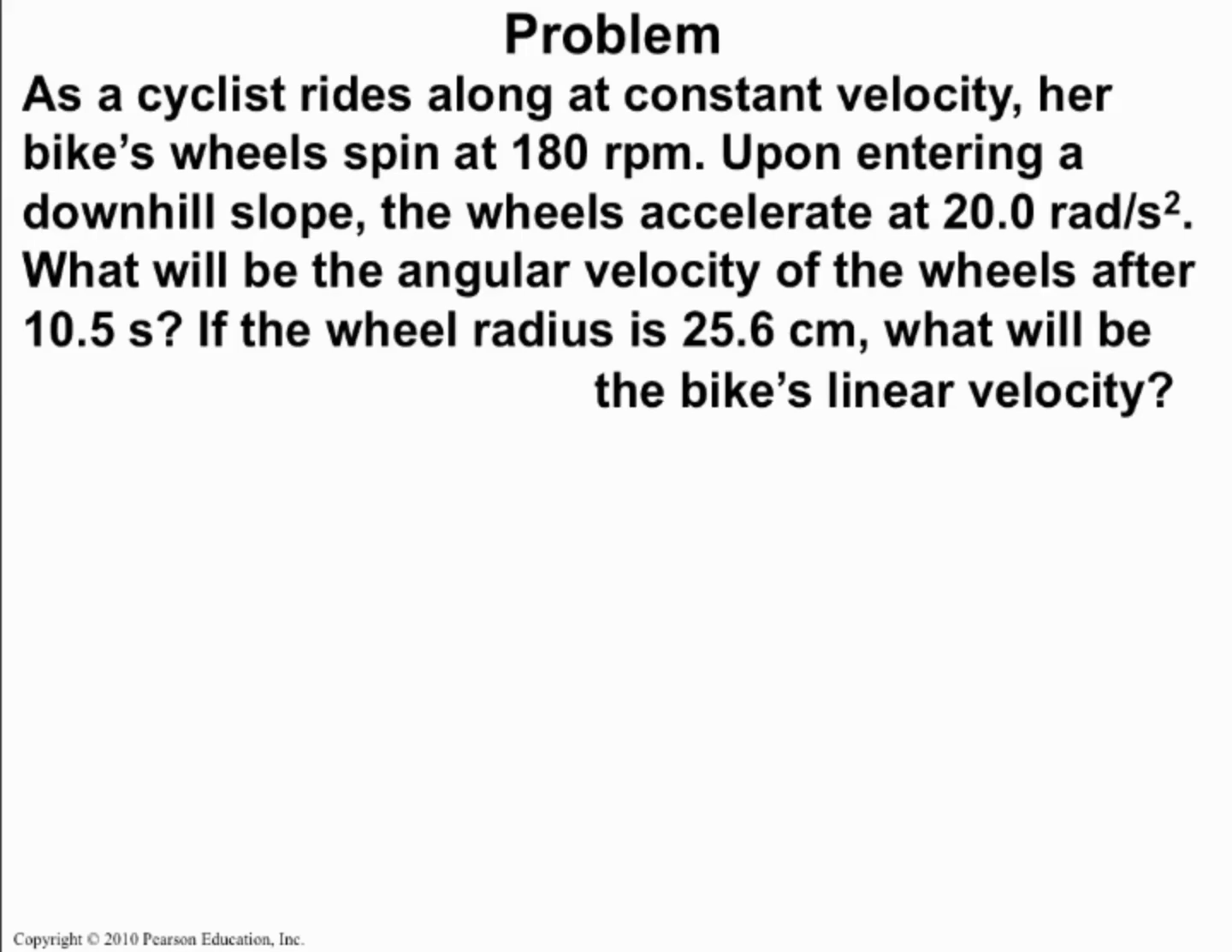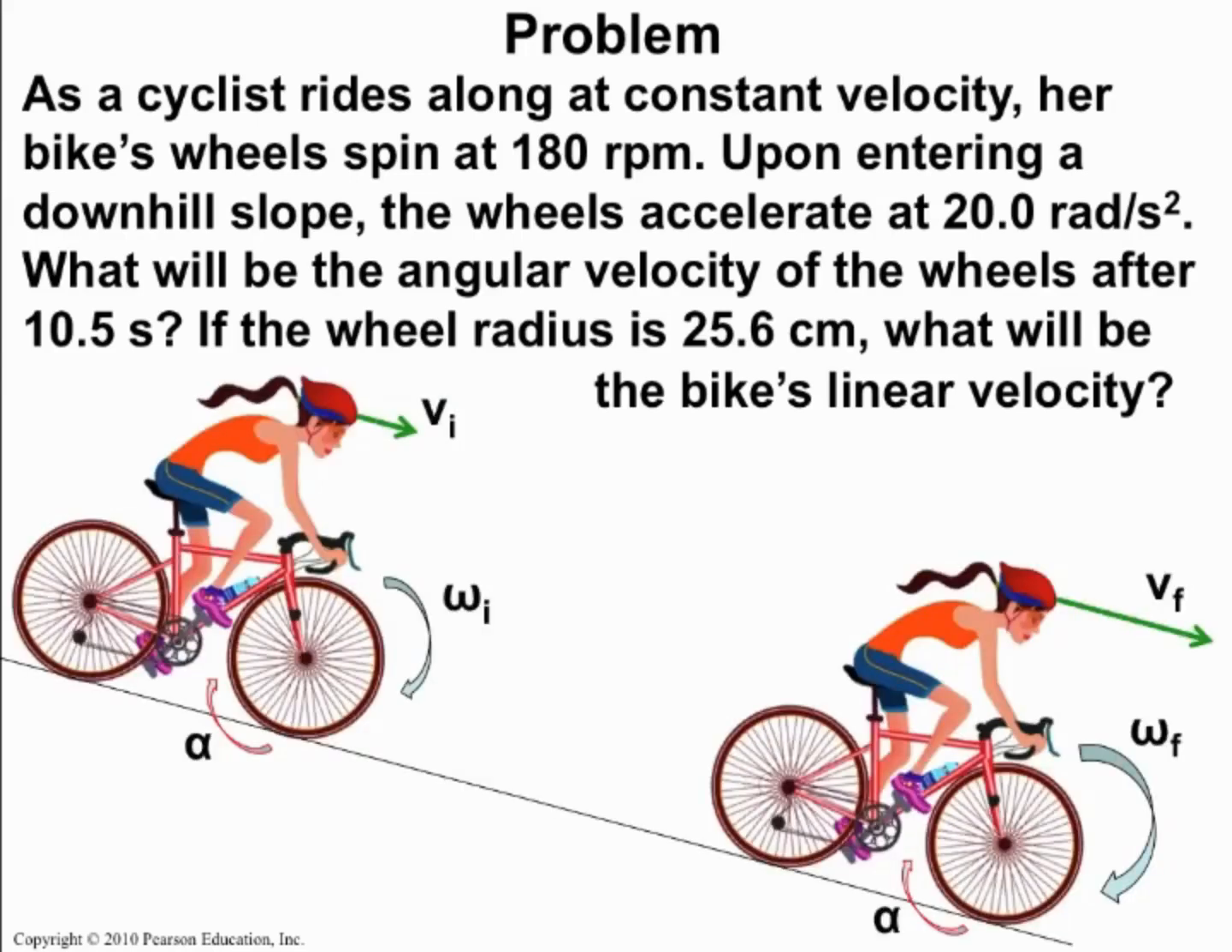All right, I want to give you the sketch for this problem, since that's going to help you to set it up. If we have the girl going down the hill, there's going to be an angular acceleration, and that's indicated by alpha. And we see that down here. Notice that in the first frame and the second frame, alpha is the same because we're dealing with constant angular acceleration.